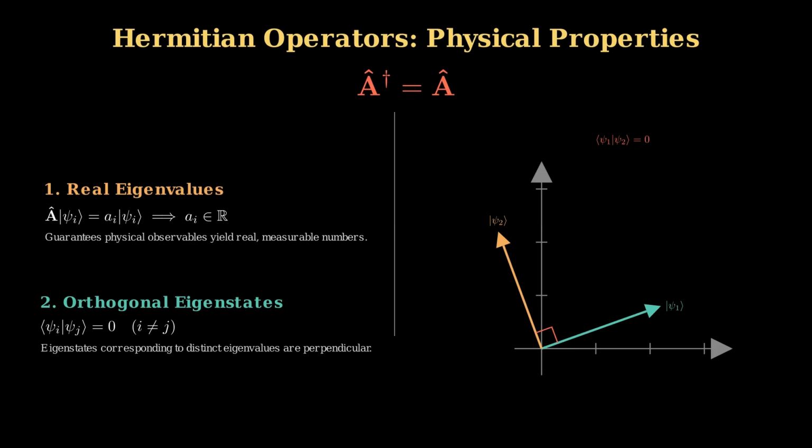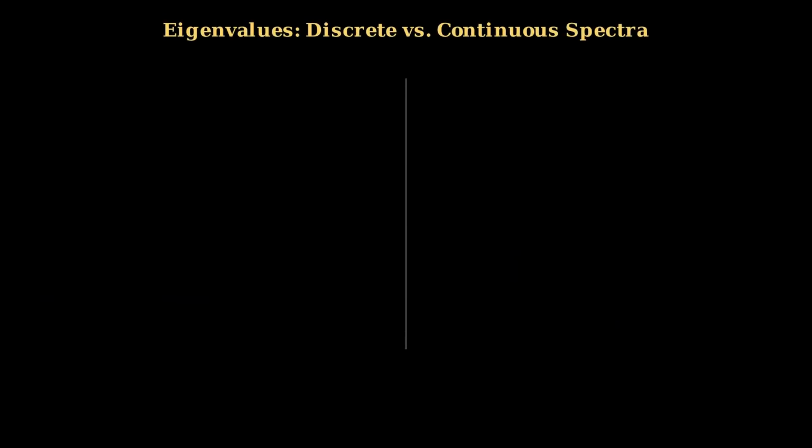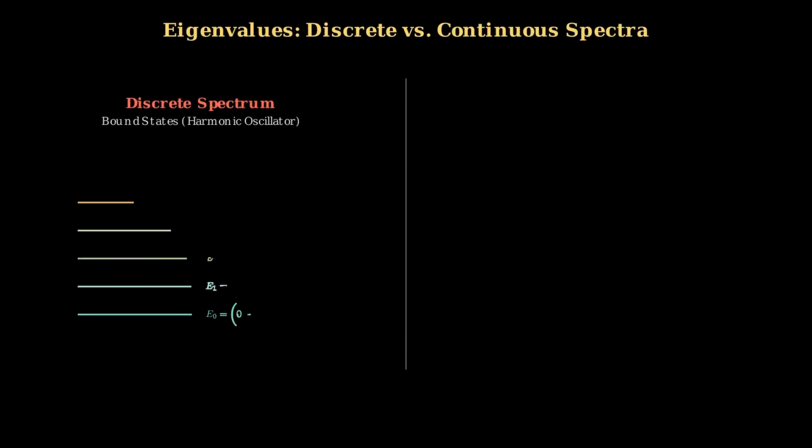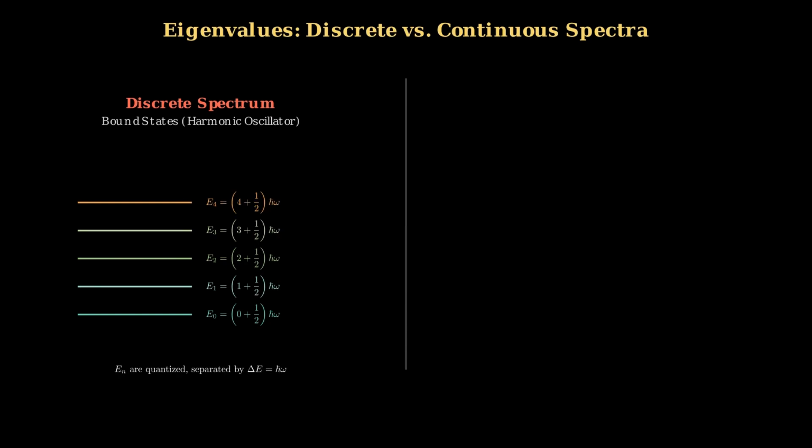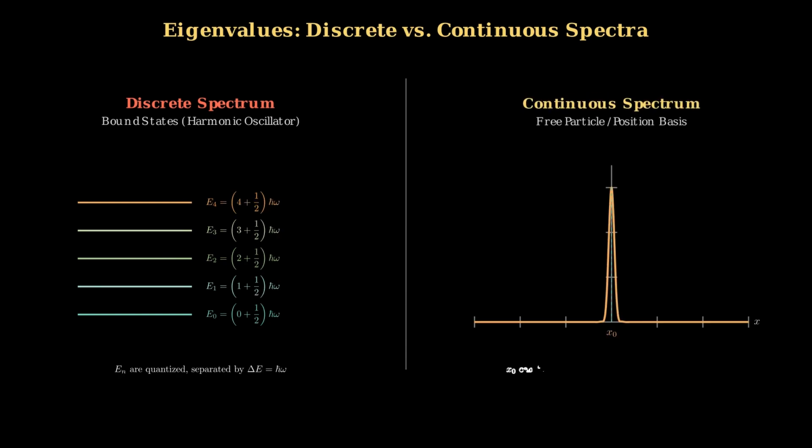In quantum mechanics, physical observables can take two distinct forms. They can possess a discrete spectrum with quantized, separate values, just like the distinct energy levels of a simple harmonic oscillator. Or, they can exhibit a continuous spectrum, such as the spatial coordinate or momentum.